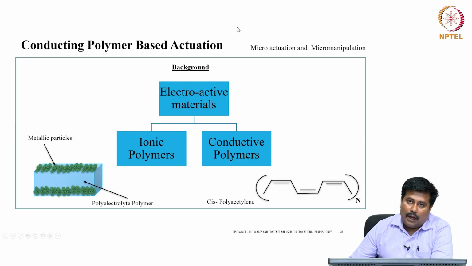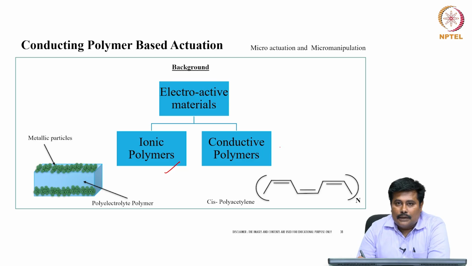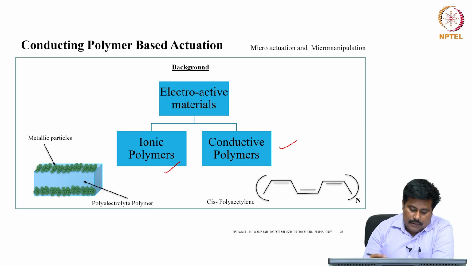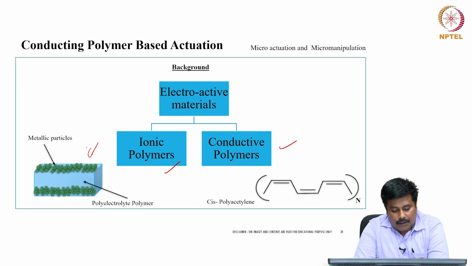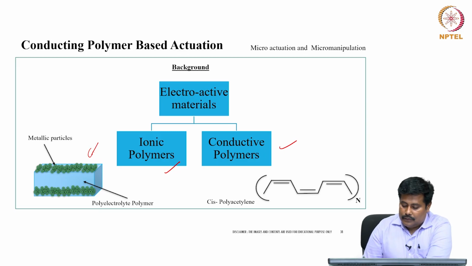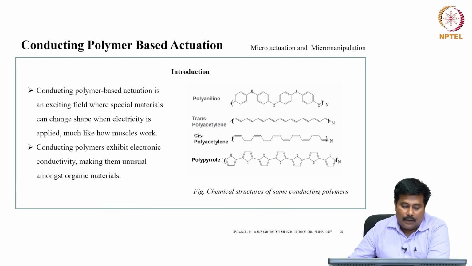Now, when we try to classify these electroactive polymers, they are classified into two. One is called an ionic polymer and the other is called a conductive polymer. Ionic polymers are polyelectrolyte polymers which are integrated with metallic particles. When these metallic particles are integrated with an electrolyte based polymer, it has potential application towards actuation. With reference to conductive polymers, we have polyacetylene, which is used for different applications.